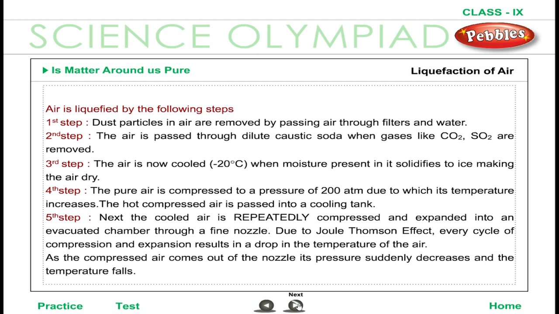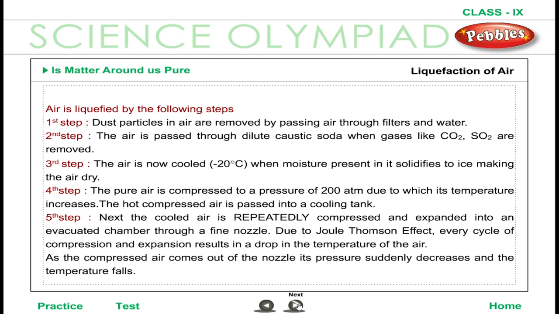First step. Dust particles in air are removed by passing air through filters in water. Second step. The air is passed through dilute caustic soda when gases like carbon dioxide and sulfur dioxide are removed. Third step. The air is now cooled when moisture present in it solidifies to ice, making air dry.